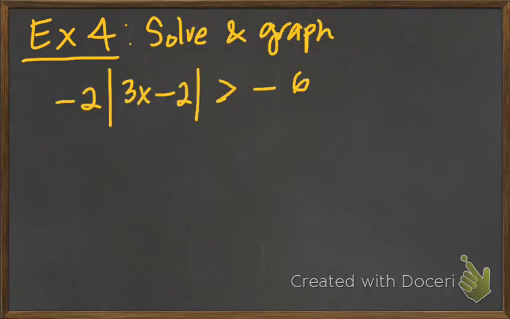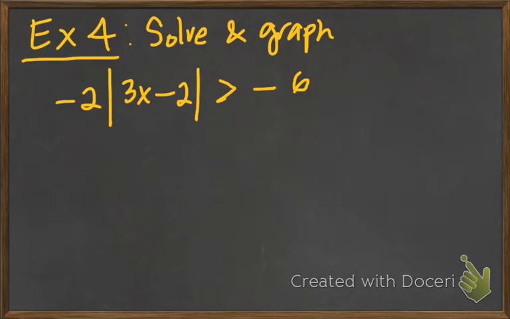Example 4, solve and graph -2 times the absolute value of 3x minus 2 greater than -6. Now it's true to start with, the inequality is pointing away from the absolute value. But we need to get the absolute value all by itself. As you may recall from the previous video lesson, we're not allowed to distribute into the absolute value, and this is a great example of why, because there is a negative. If you put the negative inside, it would become positive, which would change everything in an incorrect way.